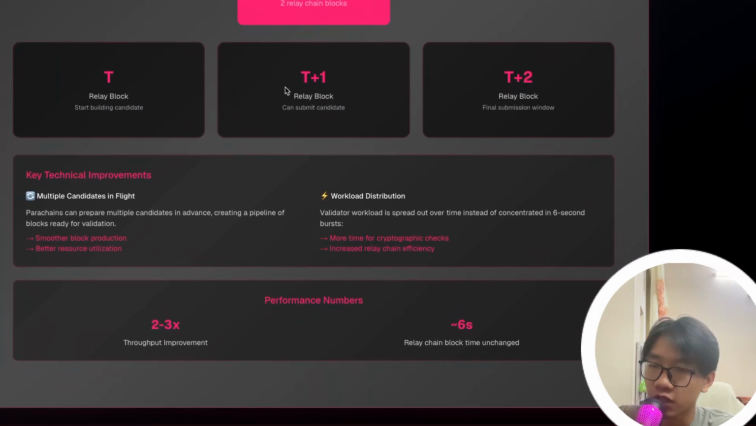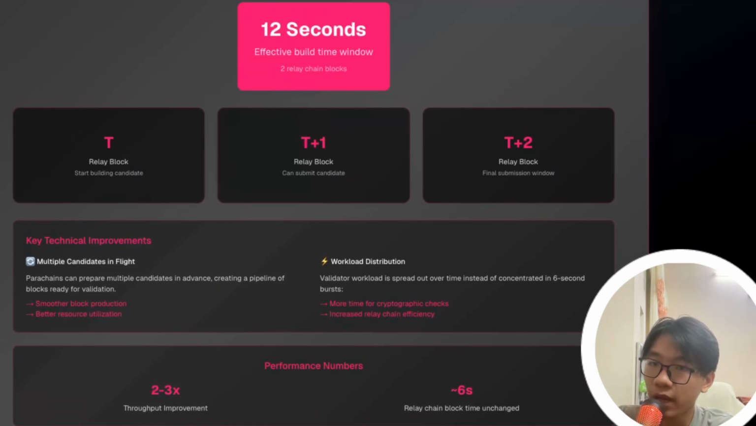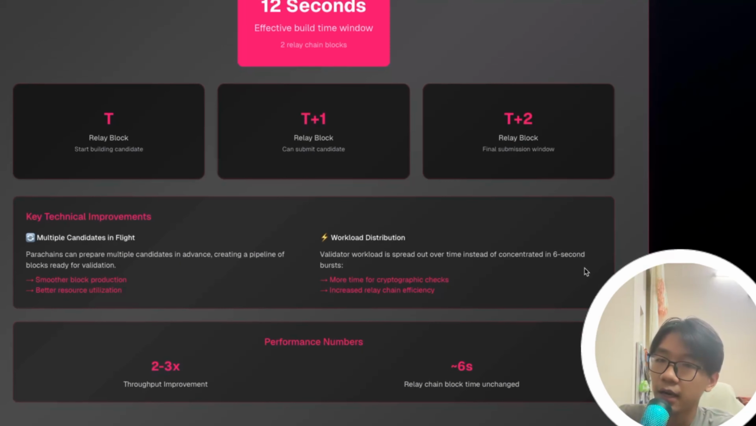Parachains can continue producing blocks without waiting for the relay chain approval. Blocks can be validated across multiple relay chain blocks, giving the validators more flexibility. This is possible because Polkadot separates the concerns of building a block and checking a block's validity. So by decoupling the process, asynchronous backing achieves both faster production and safer validation.